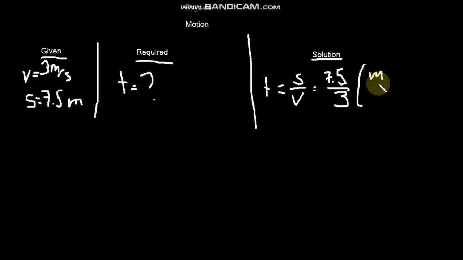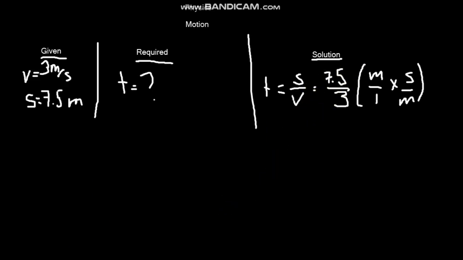meter over 1 and becomes the reciprocal, making it second over meter. I just put it this way to verify that distance over speed is equal to the time, forming seconds. So 7.5 over 3 is 2.5.